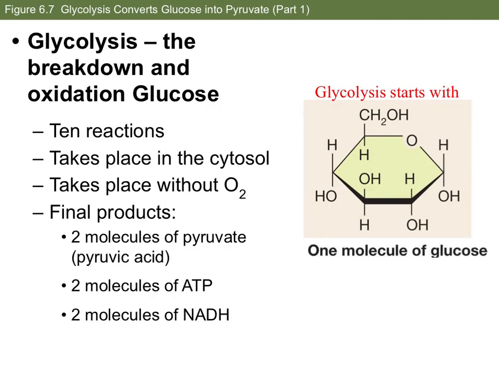So let's look at phase 1, glycolysis, the breakdown and oxidation of glucose. This slide is an overview. Glycolysis starts with one molecule of glucose. You'll recognize this structure from Unit 1 when we did the macromolecules. Remember that from this oxygen here, we go clockwise numbering the carbons. So here's carbon number 1, number 2, number 3, number 4, number 5, and number 6.